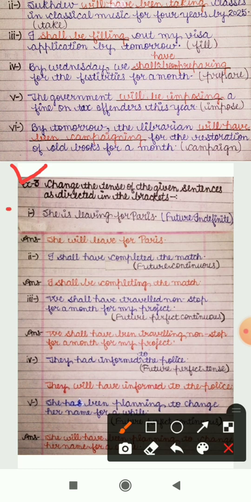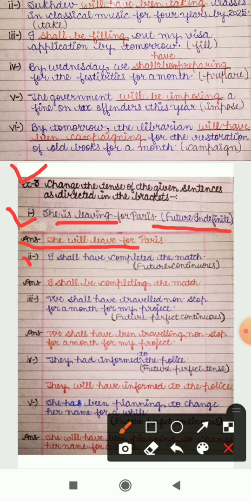First sentence is she is leaving for Paris. So here is plus first form of verb plus ing, that means it is continuous tense, present continuous tense. We have to change into future indefinite tense. So first of all we have to use the verb of future indefinite tense, that is will plus first form of verb. So the sentence will be she will leave for Paris.